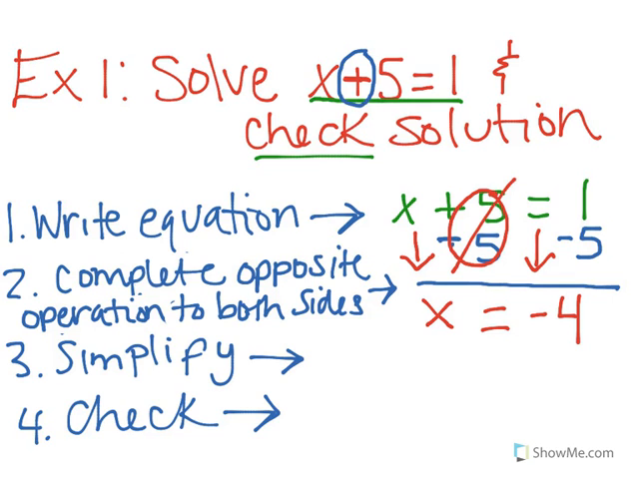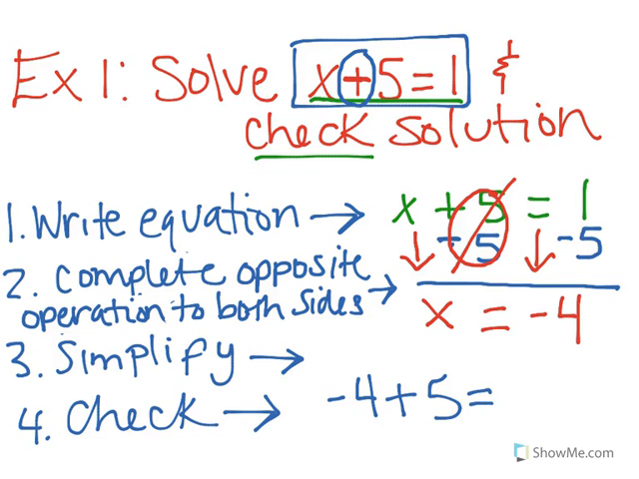Now I'm going to check my answer. I'm going to plug my answer right back into my original equation. Does negative 4 plus 5 equal 1? Well, negative 4 plus 5 is 1, so 1 equals 1. That checks out, so my answer truly is x equals negative 4. We always check our work just to make sure we did it correctly. That might seem a little confusing, but let's do some more examples to make this a little bit easier.